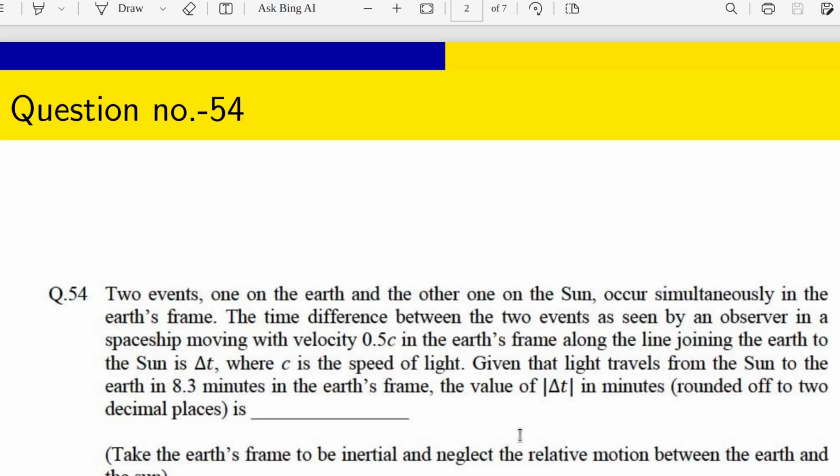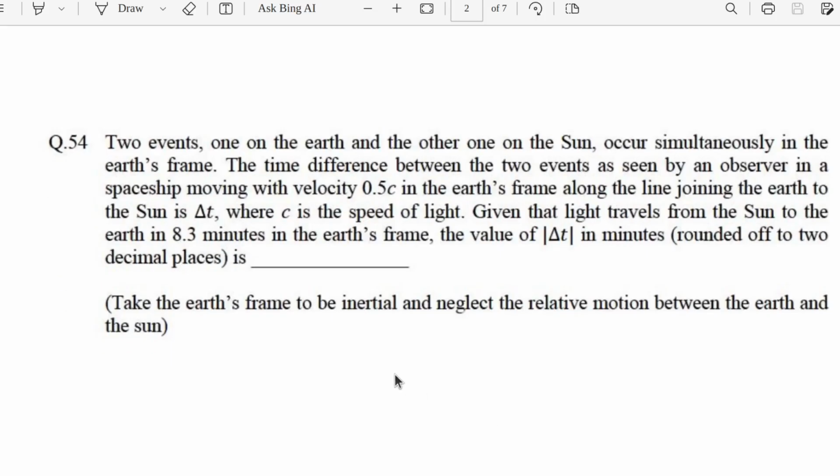There is also a hint given here: take the earth's frame to be inertial and neglect the relative motion between the earth and the sun. So this is a relativistic classical mechanics question. We have to answer using the modified expressions of time as well as space in the presence of relativity, that means relativistic velocity.